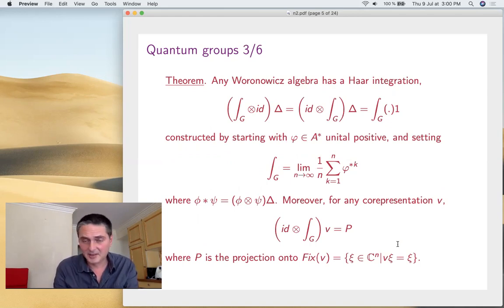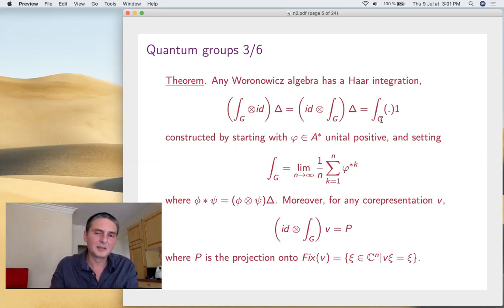For the Haar integration, that's the formula. I mean, that's the definition, the left and right invariance of the Haar integration. So you want to construct such a thing, and the idea is exactly as in the classical case. So in the classical case, how is it? You take an arbitrary measure on your group and you convolve it. The more you convolve, the more invariant it will be, and you have to take a limit for things to converge. That's your Haar measure.